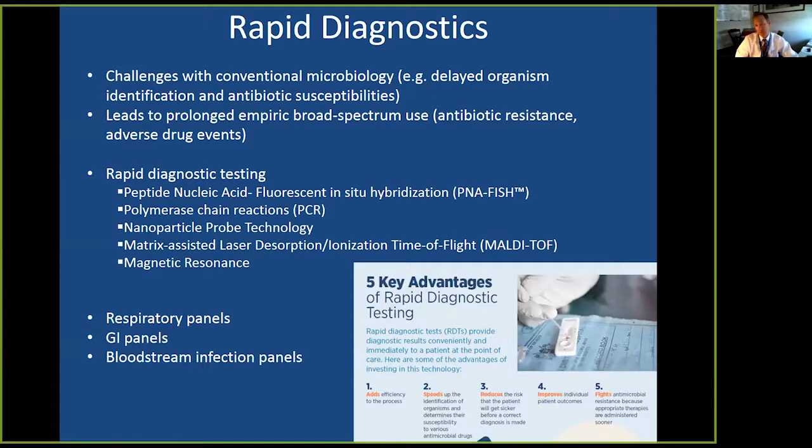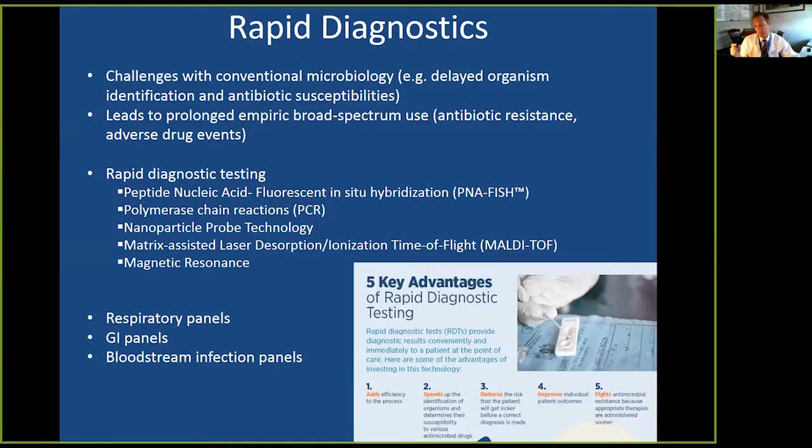So I've listed there a couple in terms of rapid diagnostic testing. There's something called PNA FISH, there's PCR technology, there's nanoparticle in terms of Verigene, there's MALDI-TOF, there's a whole bunch of different tests for blood, for urine, CSF, whatever it might be.